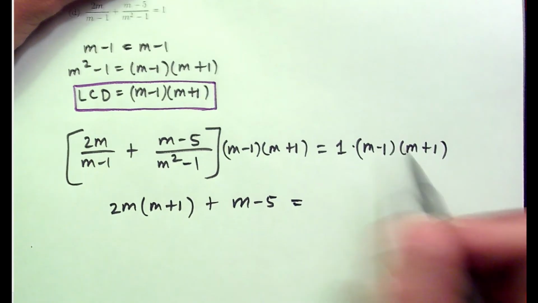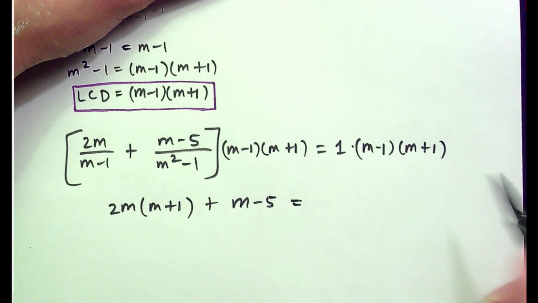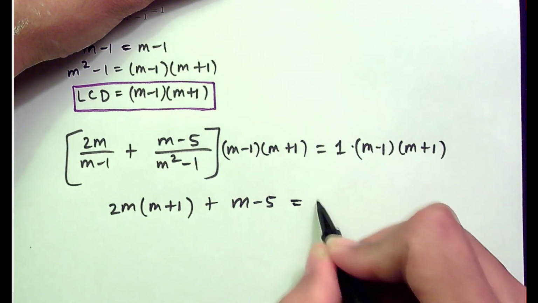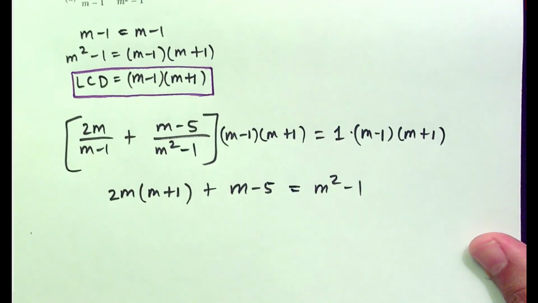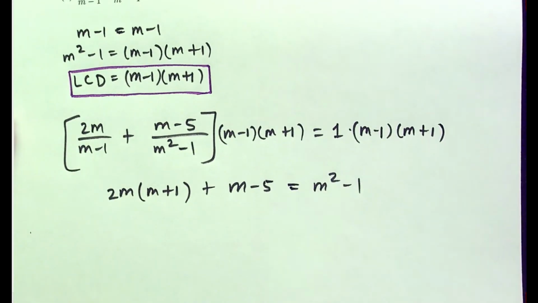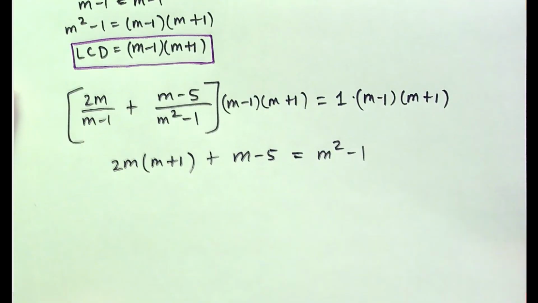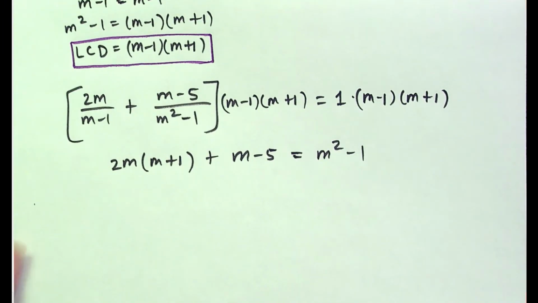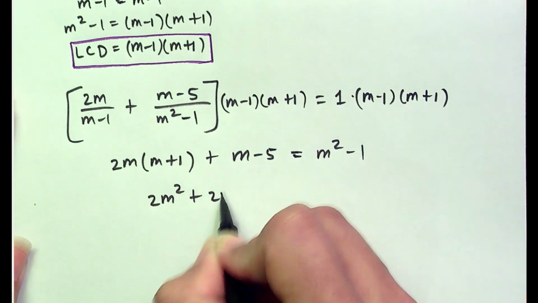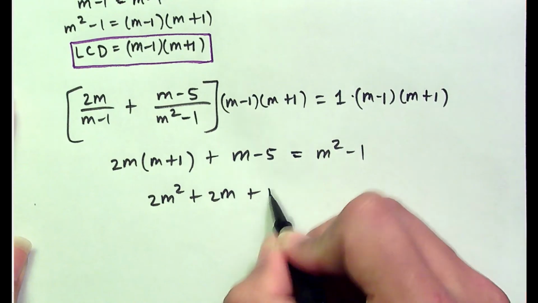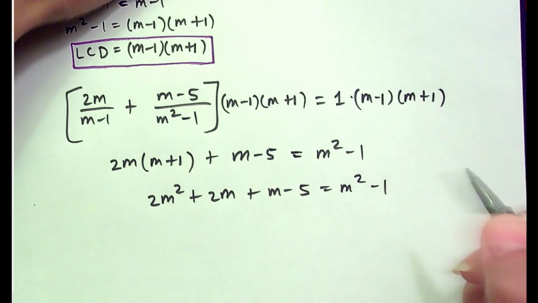Now on the right-hand side, the 1 doesn't really do anything, so you can ignore it, and then multiply that out. We're going to FOIL it out. If you FOIL that out, you will get m squared minus 1. That's actually just the difference of squares formula backwards. Now we have a quadratic, and we're going to solve this. Distribute here, so you're going to get 2m squared plus 2m, and then here, m minus 5 equals m squared minus 1.